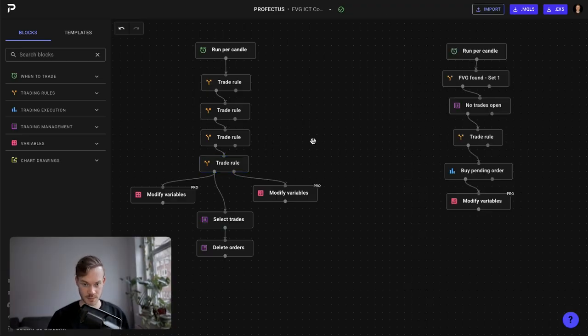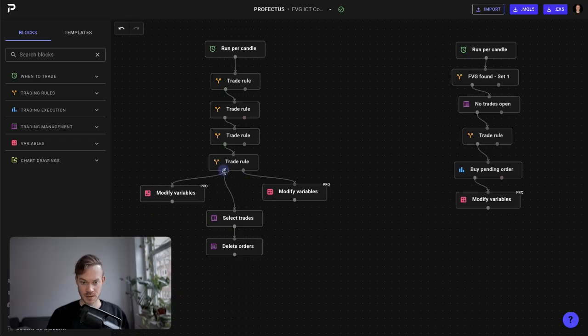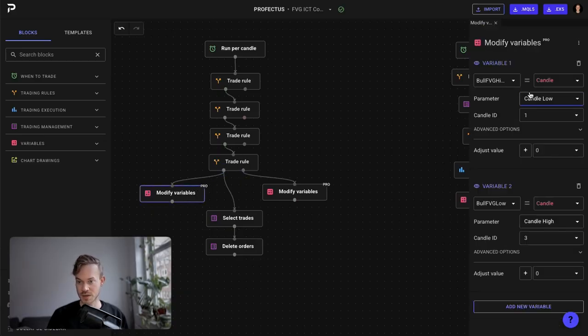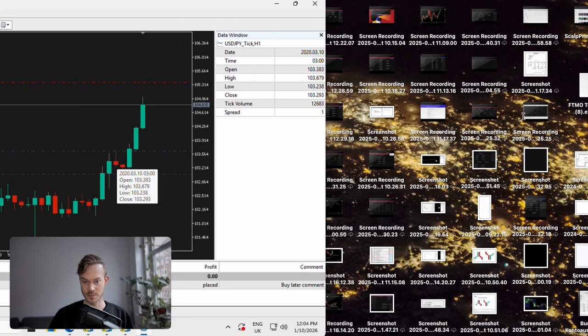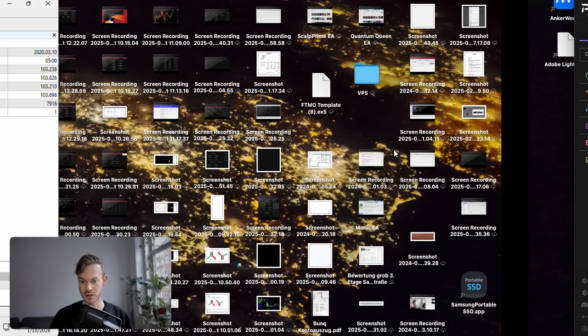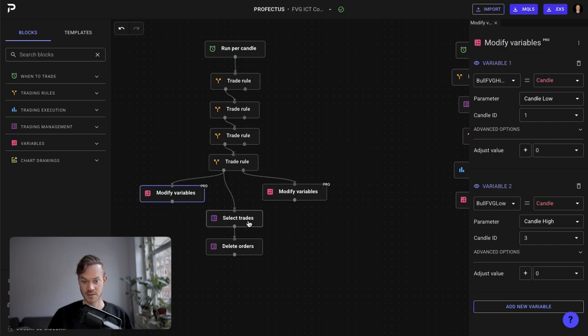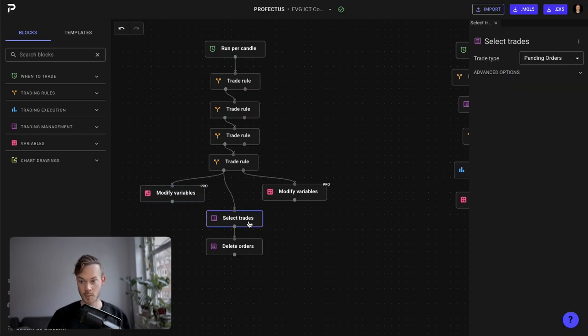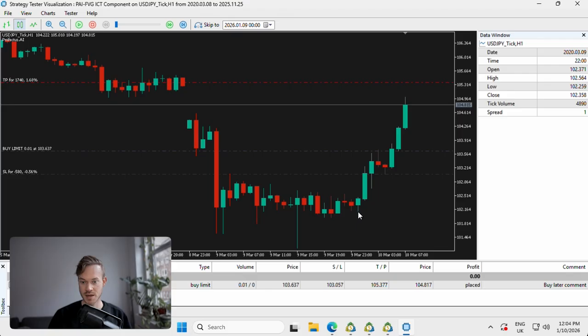Now what happened here? In the trading system, this condition was triggered. So now we modify variables, which simply means we now define and fetch the price level of our candle low of the candle ID number 1. So it's this one. And you see we use it as an entrance level for the pending order. And what we also do here, we select trades, all the open pending orders. You have seen in a split second that there was a pending order before, because we see very likely that here the conditions were also met.